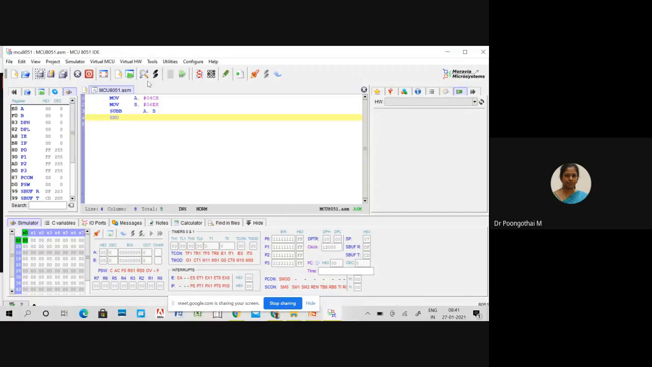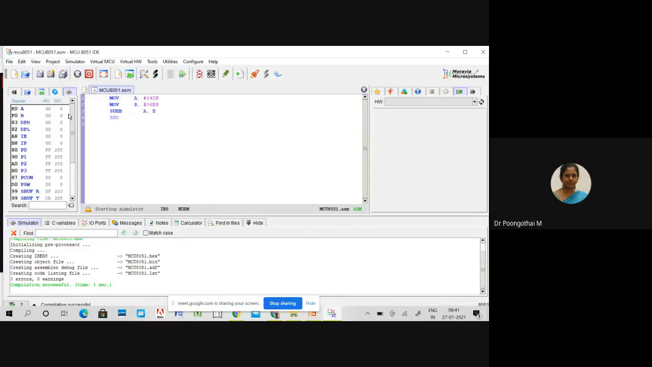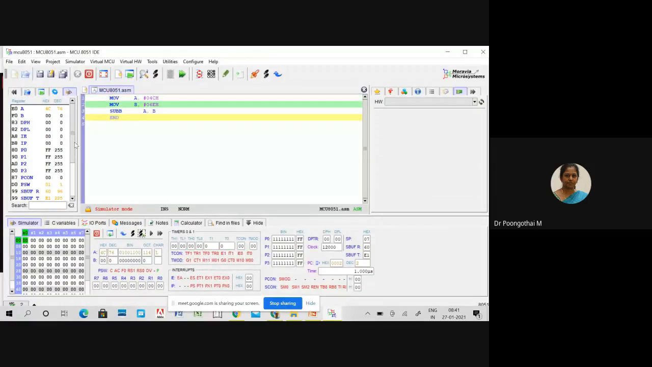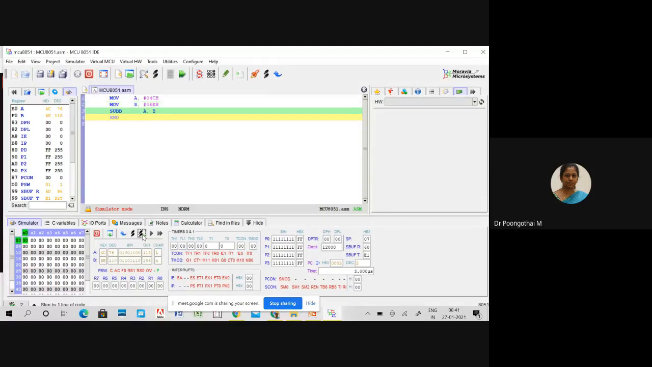I will execute this code. So first I am going to execute the first instruction. See here, students. Please look at the register window, your accumulator holds 4C. That is, A holds 4C. And next, move B comma 6E. So 6E is loaded into the B register.